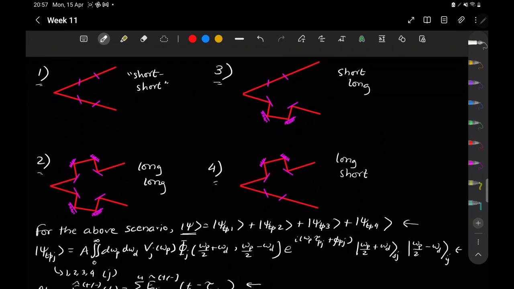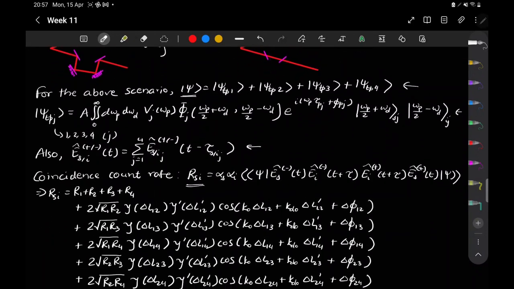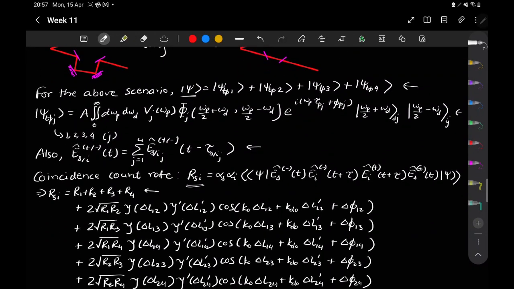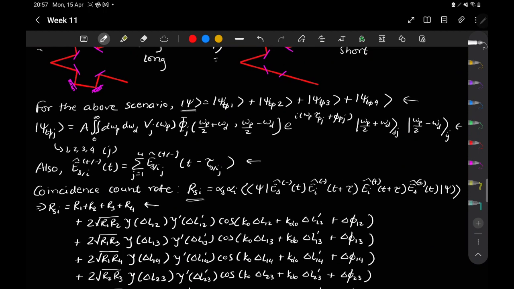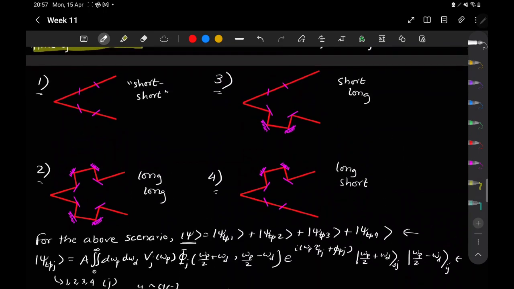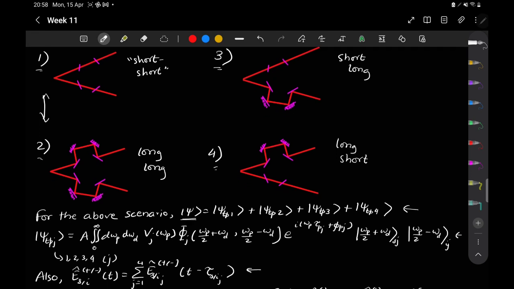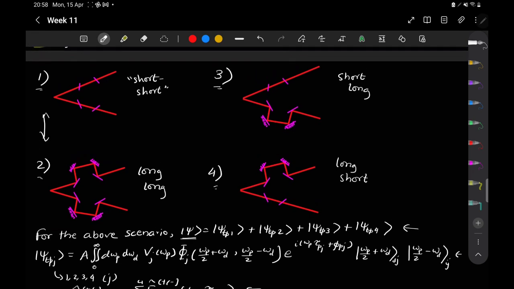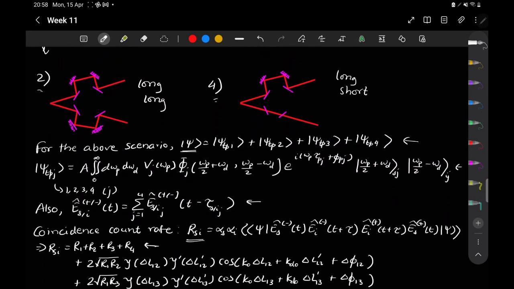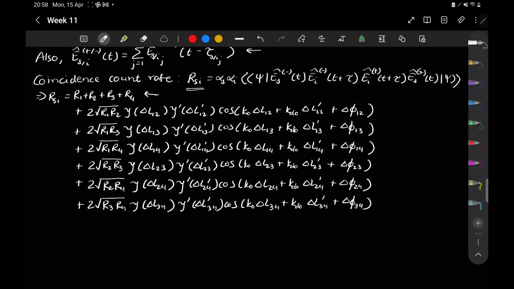Now when you have four alternatives, then you will have terms from each of these four alternatives individually over here as R1, R2, R3 and R4, and then you will have cross terms. Now since you have more than two paths, the cross term will not be just between paths 1 and 2. The cross term will be between paths 1 and 2, 1 and 3, 1 and 4, then between 2 and 3, 2 and 4, and then between 3 and 4. The cross terms will be between each of these paths taken pairwise. So that's why you have all these 6 cross terms.